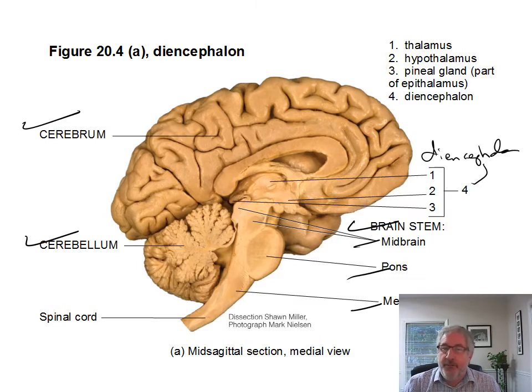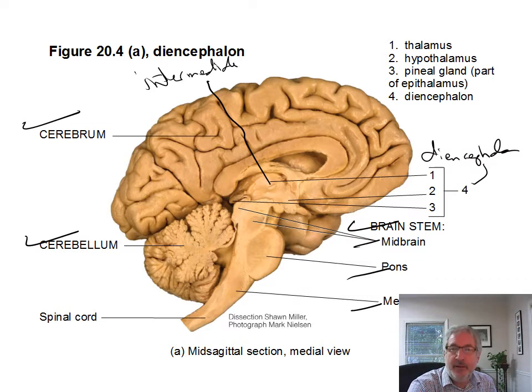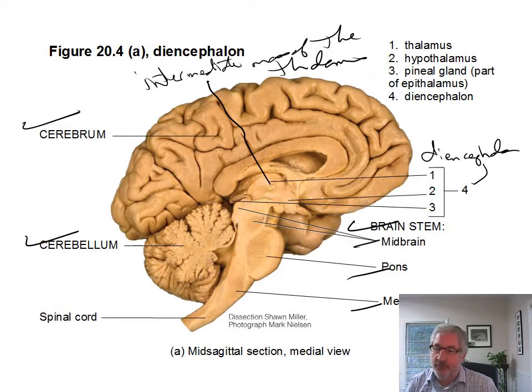thalamus, and actually, I did want to point this out. This is the intermediate mass of the thalamus right there. Intermediate mass of the thalamus. Right there, that little roundish part there. And okay, so we've gone over the major regions of the brain. Let's move on. Next slide.